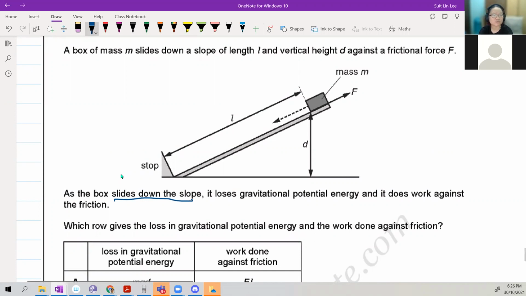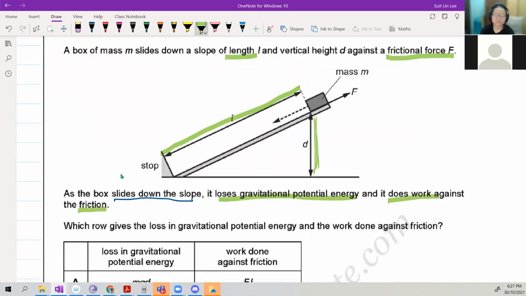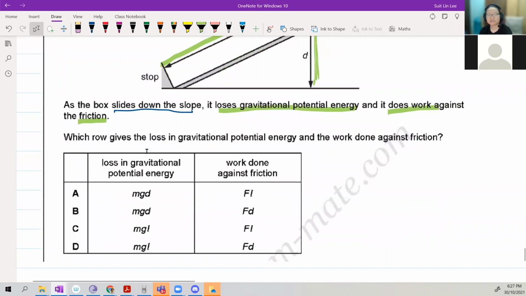Wow, they even tell you it slides down the slope of length L. So the distance from here to here is L, and vertical height D. And then there's also frictional force. Sure. It loses GPE, and it does work against friction. Which roles give the loss in GPE and work done against friction? Loss in GPE, right? Again, there is always Fs here.